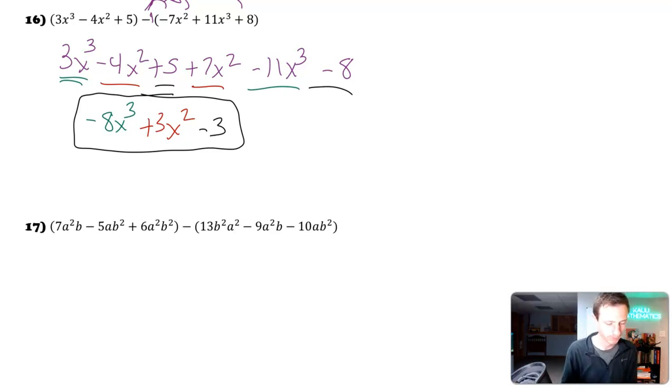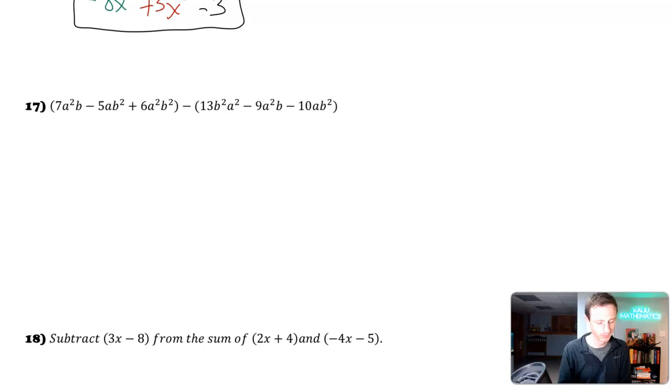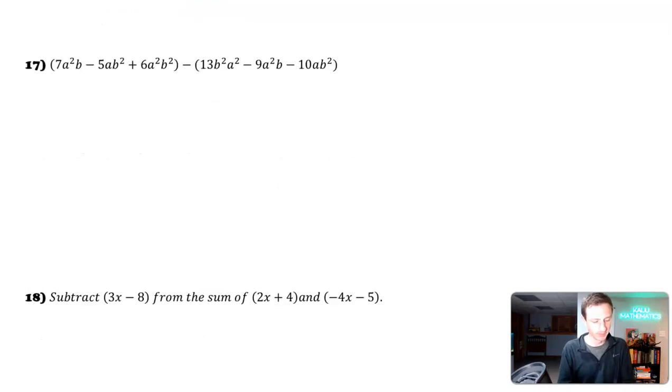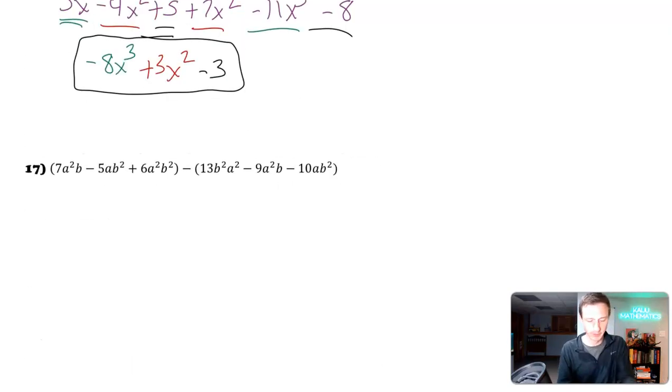Let's take a look at 17. Keep this up on the screen here. So 17, same concept, just a little bit more difficult. The terms are a little bit messier, but we're still going to do the same thing, and negative 1 times that, negative 1 times that, negative 1 times that.